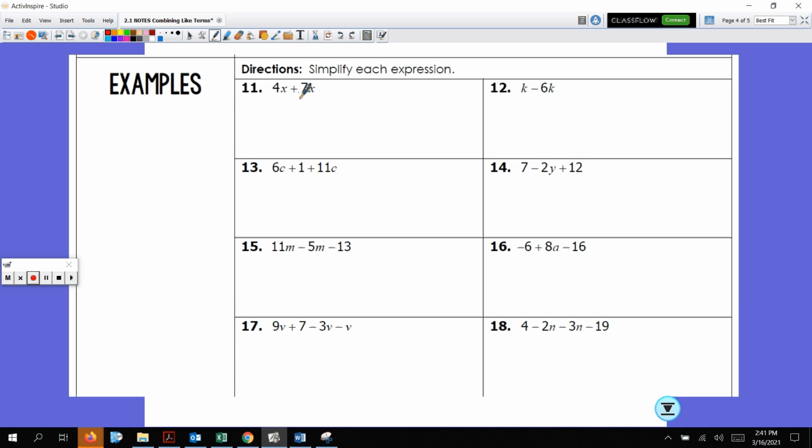Okay, so first you want to verify that the terms are the same. They're common terms, right? 4x, 7x, they both have an x. You can just add the numbers. 4 plus 7 is 11. Then for number 12, I have k minus 6k. Well, they're both k terms. This is 1k minus 6k, which gives me negative 5k.